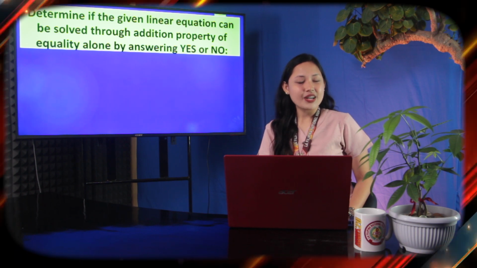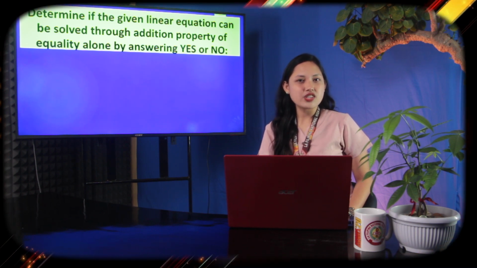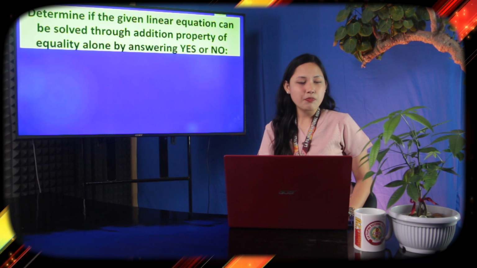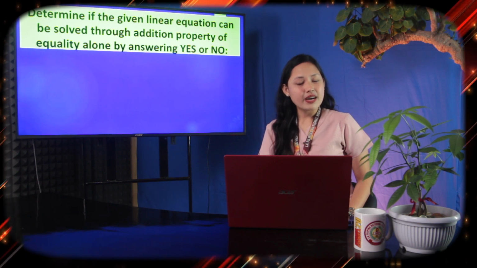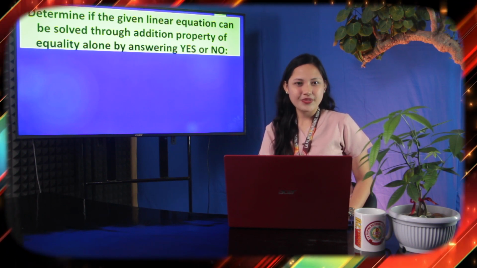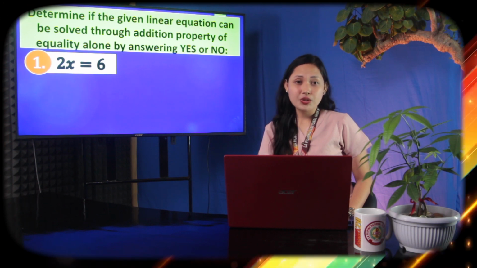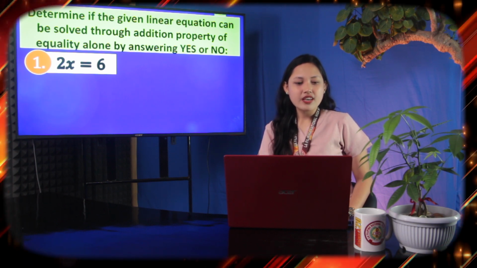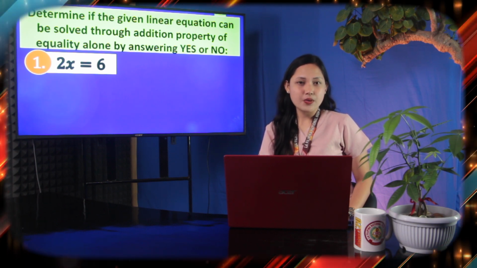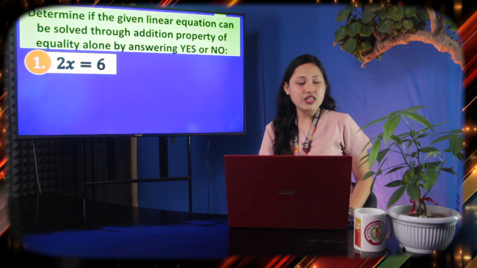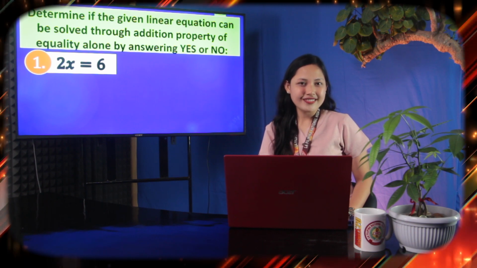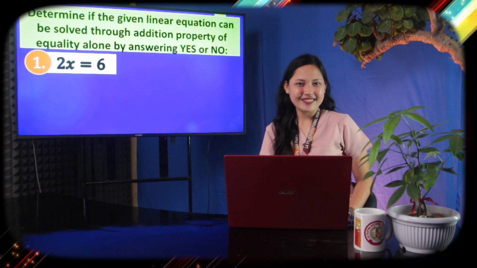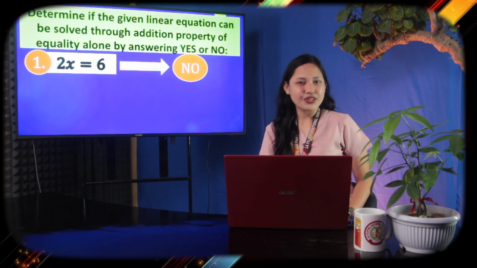Now, let us determine if the given linear equation can be solved through addition property of equality alone by answering yes or no. So for number 1, 2x equals 6. Can the linear equation 2x equals 6 be solved through addition property of equality alone? Yes or no? The answer is no.